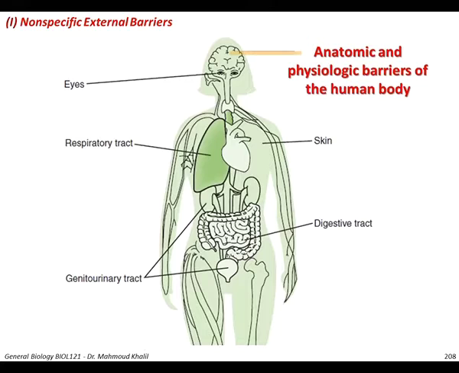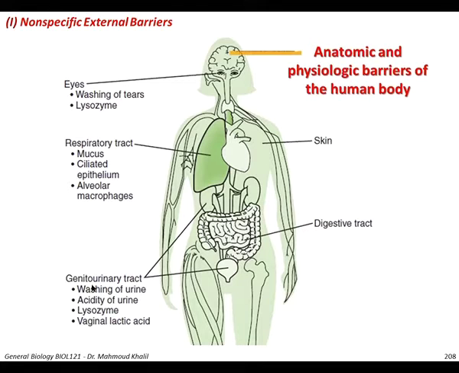So let's see here the anatomic and physiological barriers of the body. You have the eyes, where the main anatomical defense is washing off by the tears, and the lysozymes in the tears can kill some of the bacteria. In the respiratory tract, you have mucus, ciliated epithelium, and macrophages that reside in the alveolus, and all of them act as a barrier to first invaders.